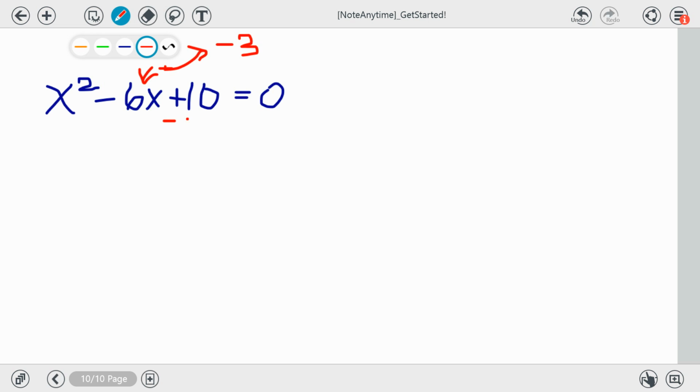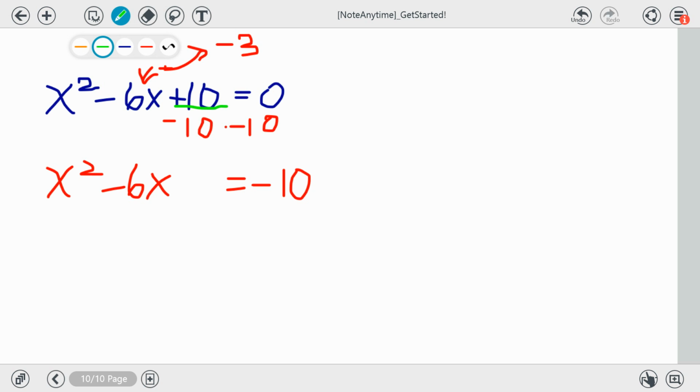So I'm going to move 10 to the other side by subtracting it from both sides. So I'm going to get x squared minus 6x is equal to negative 10. Now I'm leaving a little room so I can make it so. Once again, 10 is not our ideal number. We want this to be 9 so that we can make it a perfect square. So since it wasn't a perfect square, I'm making it one by putting 9 right here.